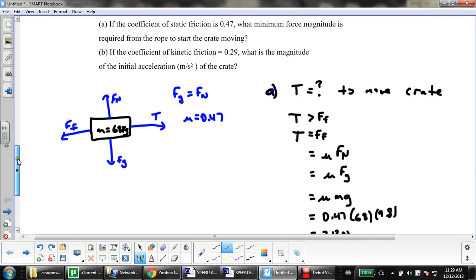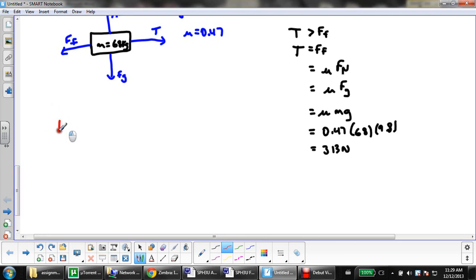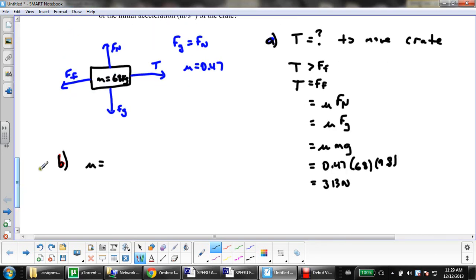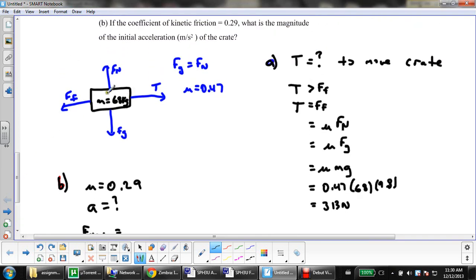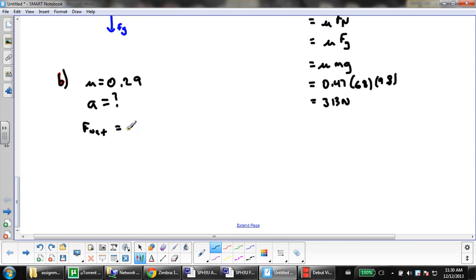How fast is this going? In B, mu is now 0.29, and I'm interested in what the acceleration of this crate is. So I'm going to write an equation for the net force acting on this crate. Well, it's going this way, true? So I'm going to put T minus the force of friction.